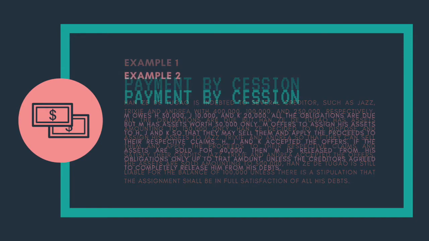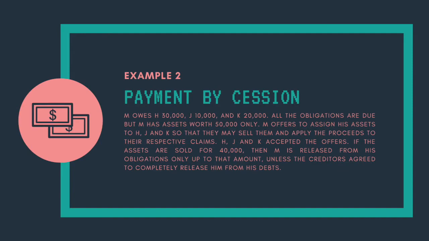Second, M owes H 30,000, J 10,000, and K 20,000. All the obligations are due, but M has assets worth 50,000 only. M offers to assign his assets to H, J, and K so that they may sell them and apply the proceeds to their respective claims. H, J, and K accepted the offers. If the assets are sold for 40,000, then M is released from his obligation only up to that amount, unless the creditors agreed to completely release him from his debts.